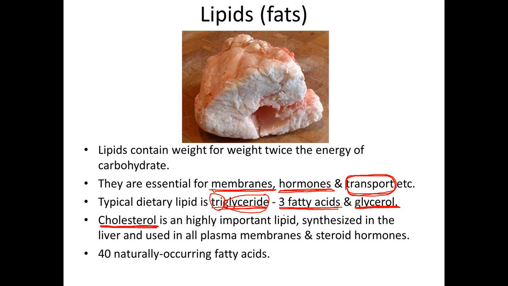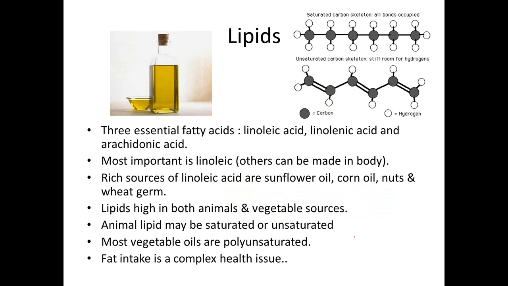Now, there's a wide range of variations in our dietary lipids, because there are actually 40 naturally occurring fatty acids. So in our diet, we can have up to 40 different combinations of fatty acids in our food. Lipids are interesting because there's a lot of controversy and a lot of discussion about their importance and their role in health.